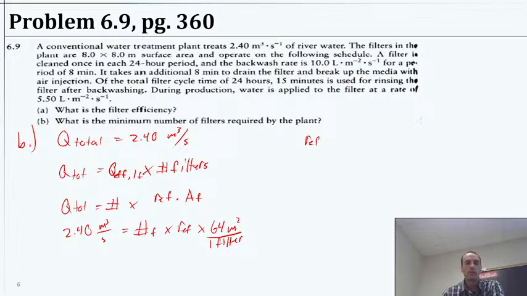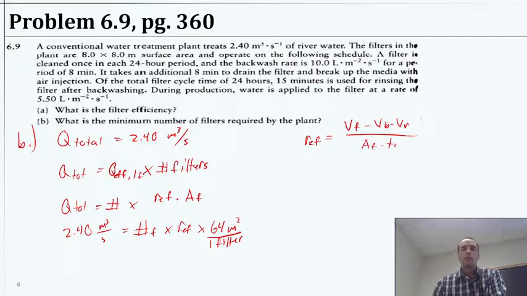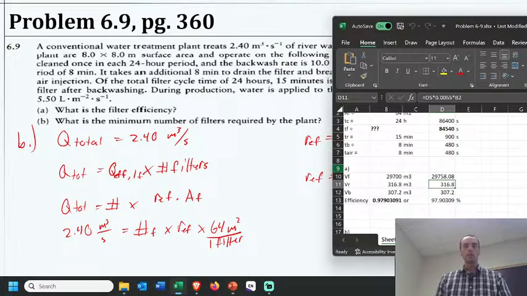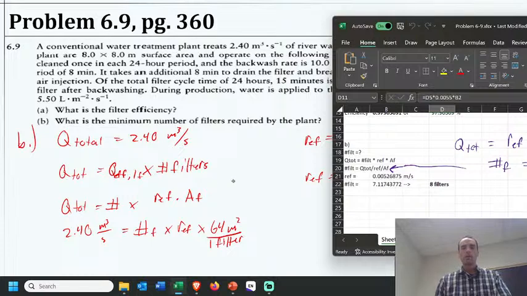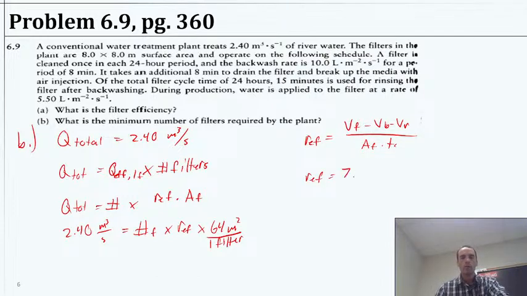Okay, so then really what we need is this R effective, and we said that's going to be the volume filtered minus the volume backwashed minus the volume rinsed, divided by the area of the filter times the total cycle. And we've already solved for each of those pieces over 24 hours. So this should be simply a matter of going back to our calculations, and from there we can find a value, coming out to be 7.11, or I guess 7.12, for our effective loading rate. And this is going to be something like cubic meters per square meter per second.